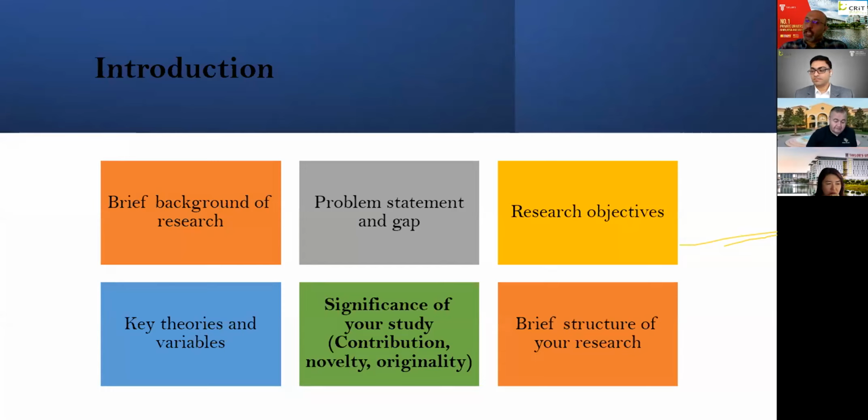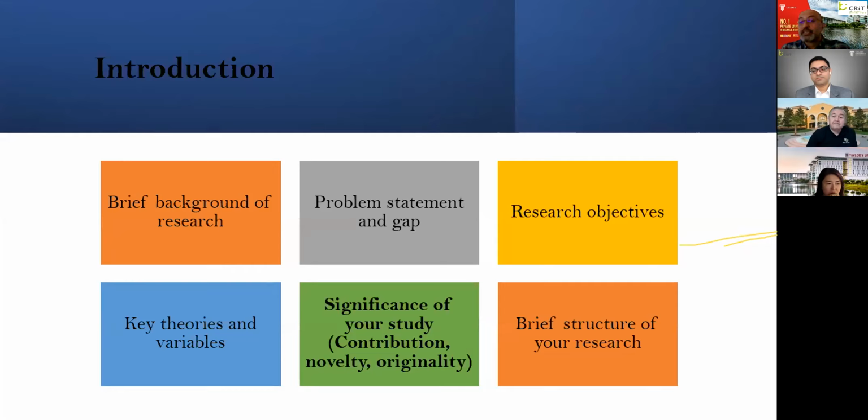So you can go to the research objective. Of course, to address the research objective, you can provide a summary of some key theories, variables or concepts that you are planning to apply in your research, but it is not compulsory, similar to the previous part.